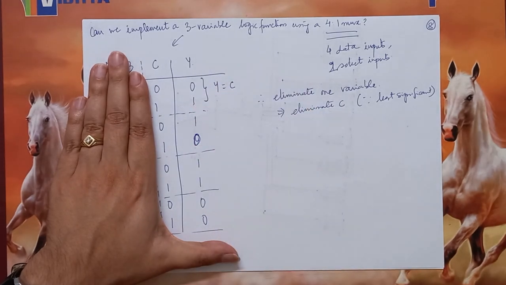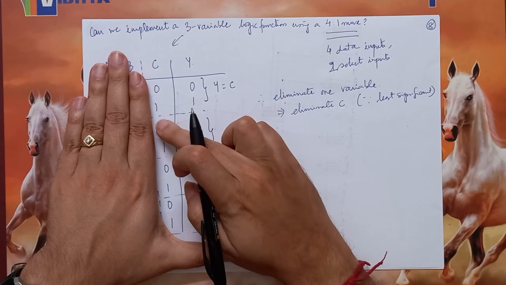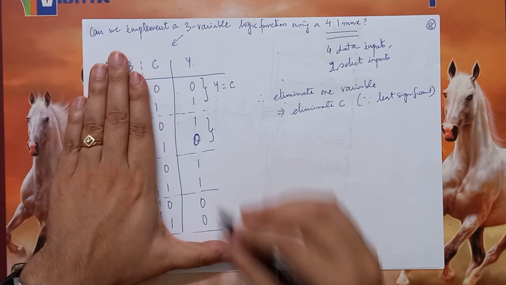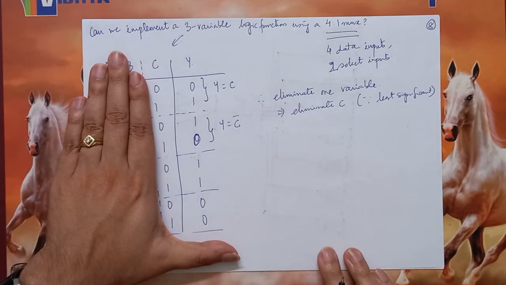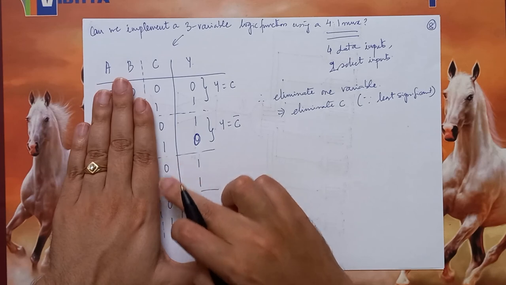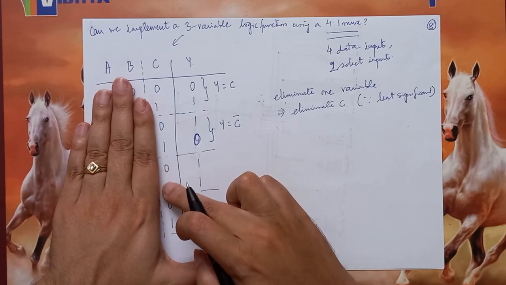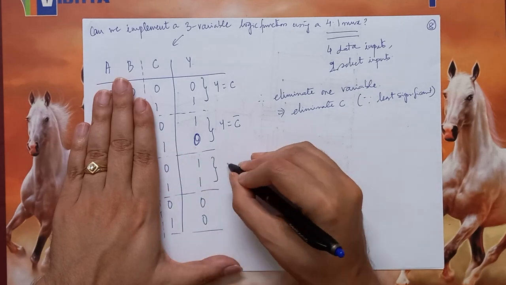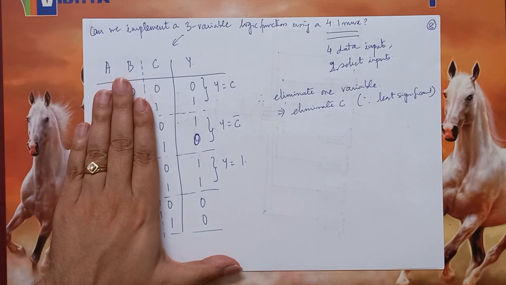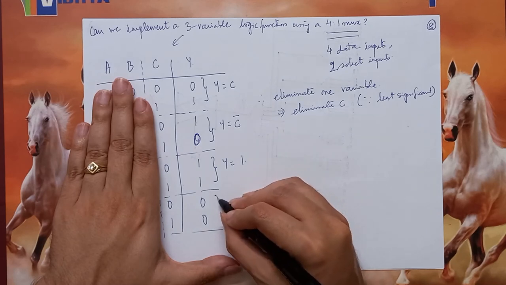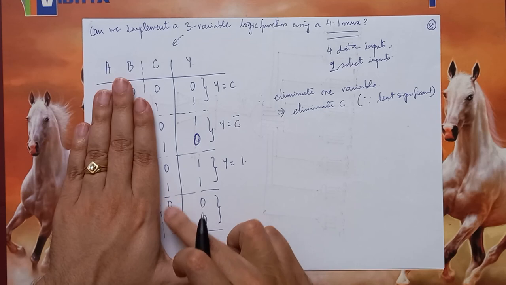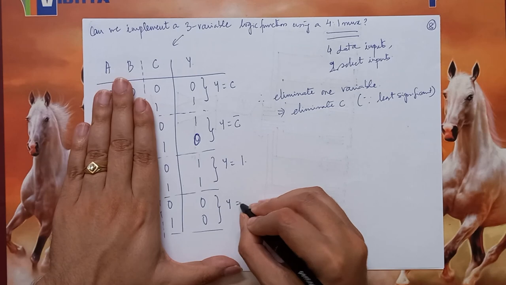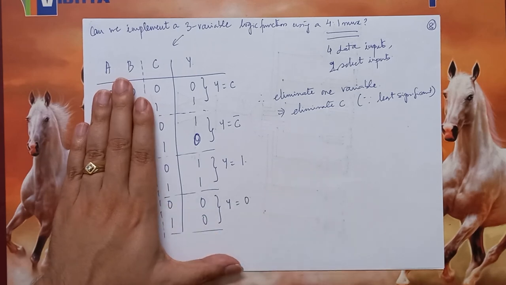Now let's come to the second period. When c is 0 and 1, y is 1 and 0. So y is something like the complement of c. Now, here you have c 0 and 1 and y is always 1. So it is independent of c. So here for this third period, we can say y is equal to 1 all the time. Next, over here, c is 0 and 1 and y is 0 for both cases. So therefore, we can say y is again independent of c and y will be 0.